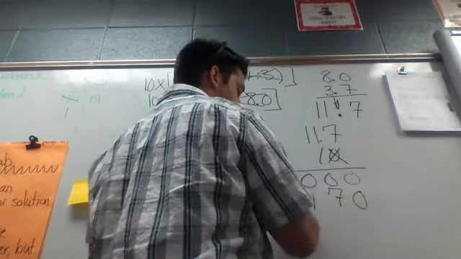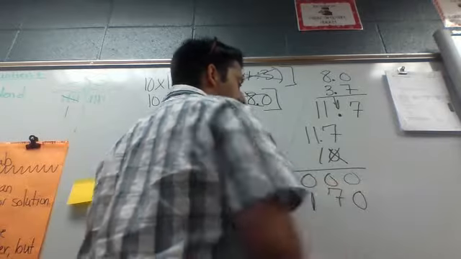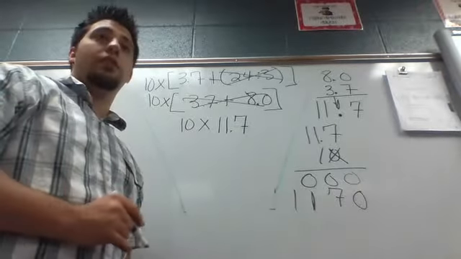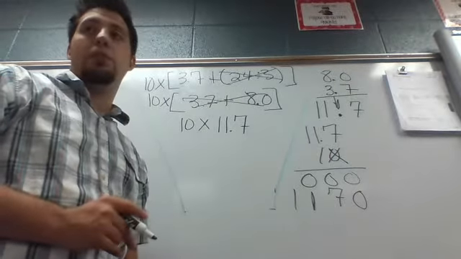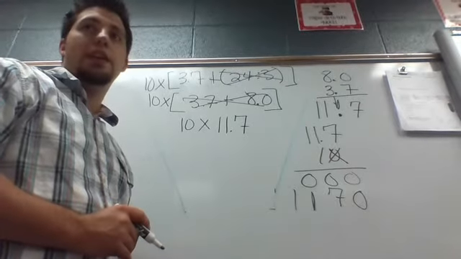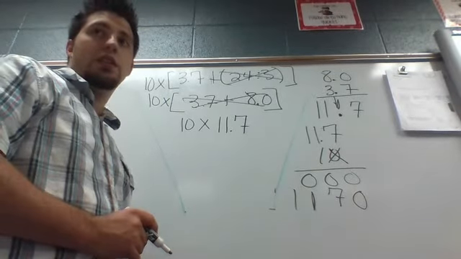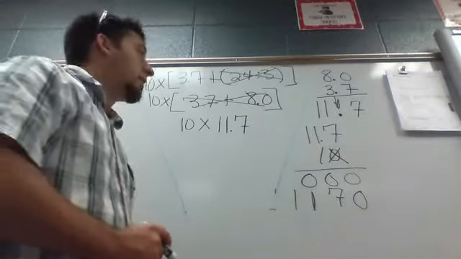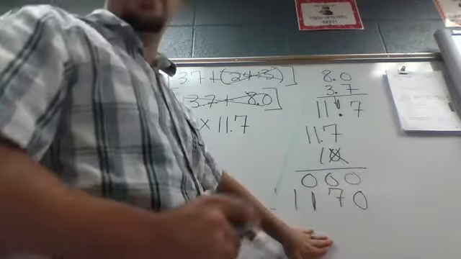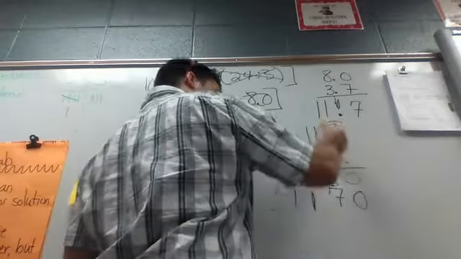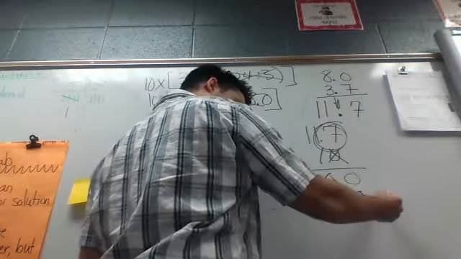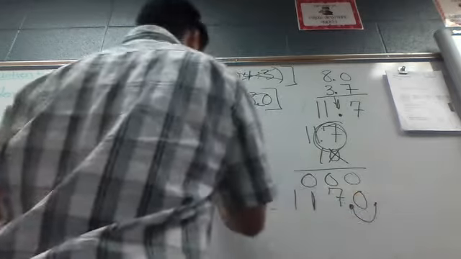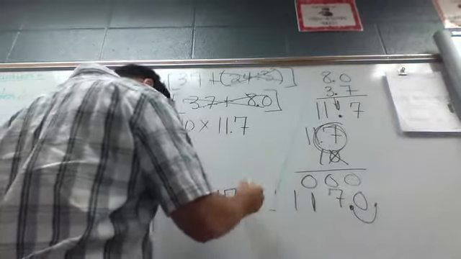Now, who can tell me here how I determine where my decimal goes for a multiplication problem, when multiplying by a decimal? Maddie? So how many decimals are in my original problem is how many I need here, correct? So how many do I have? 1. So I'm going to go over 1, and that gives me 117.